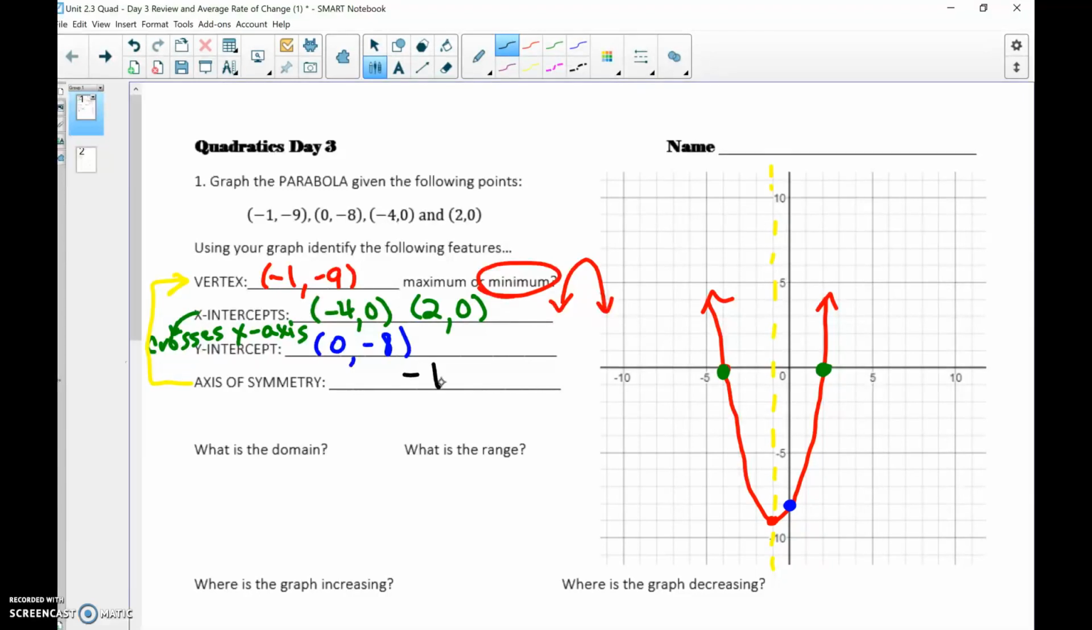But I need to finish it a little bit. It's cutting through the x-axis. See how it cuts through right here, the x-axis? So it's not just -1, it's x equals -1. That's how we name a line. So make sure you're kind of aware of that.